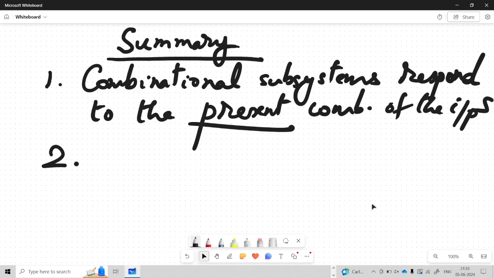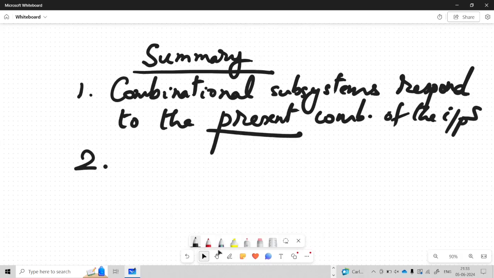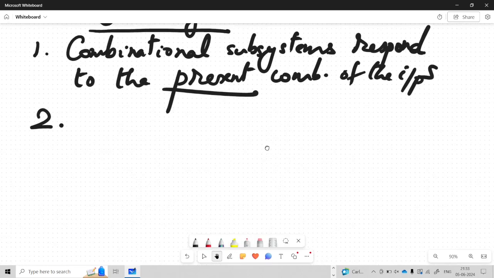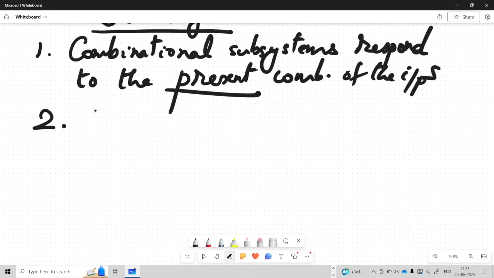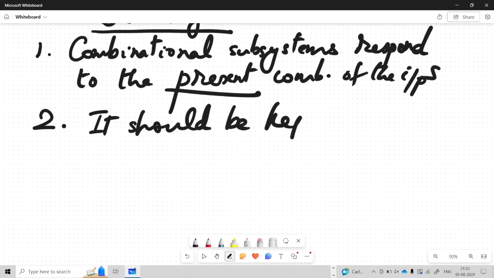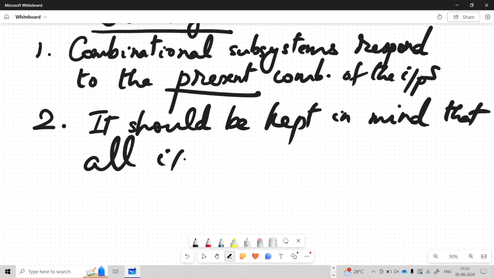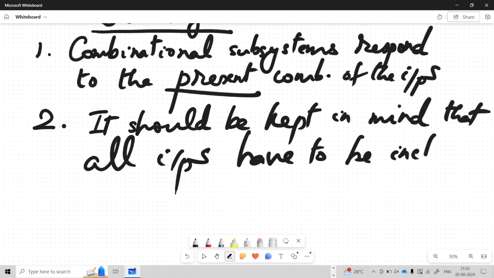Point 2 relates to the coding practice. While modeling combinational systems using always blocks, it should be kept in mind that all inputs should be included in the sensitivity list. So again, I repeat, it should be kept in mind that all inputs have to be included in the sensitivity list.